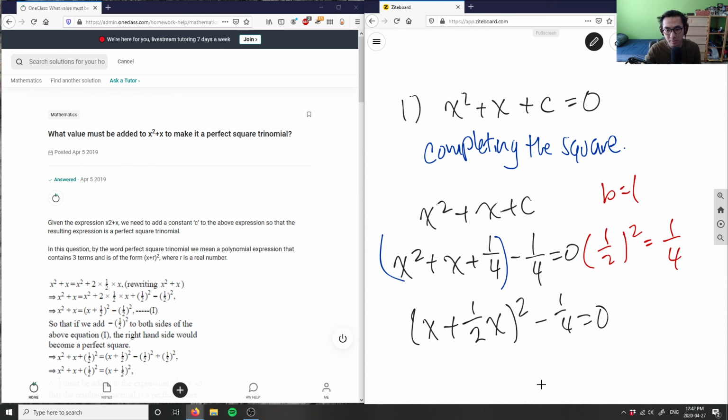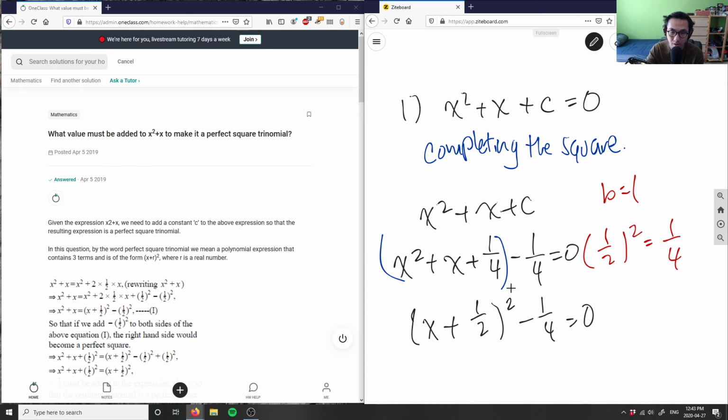And this is not my solution here. It's actually x plus half, squared, minus 1/4 equals 0. This is my perfect square trinomial for us to add to get a vertex form.